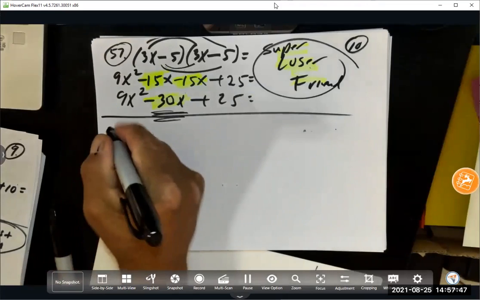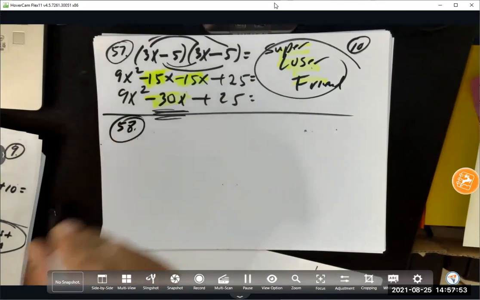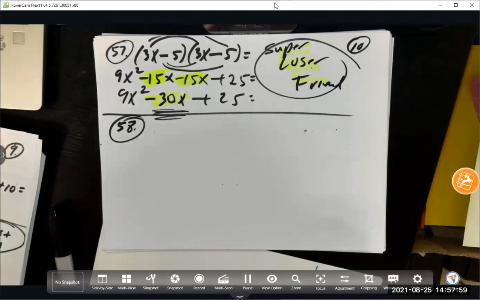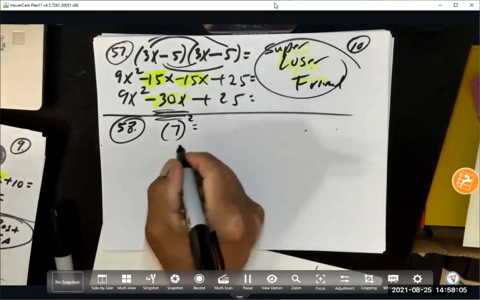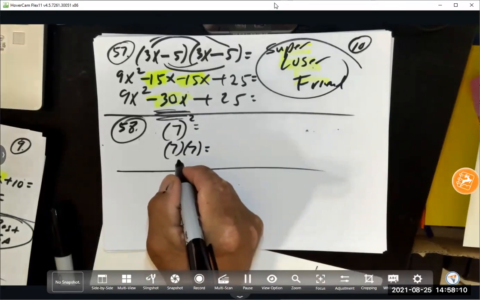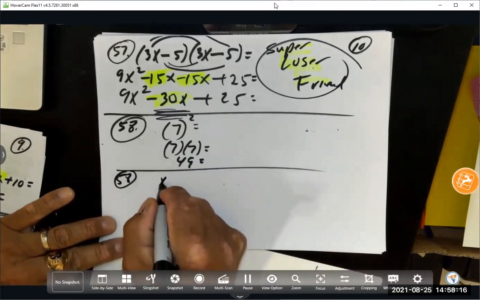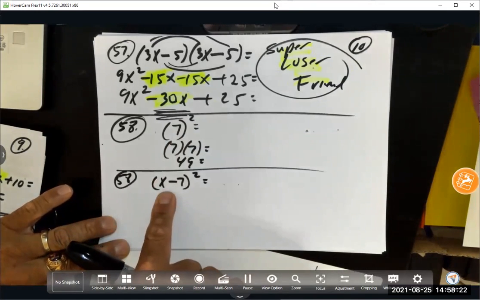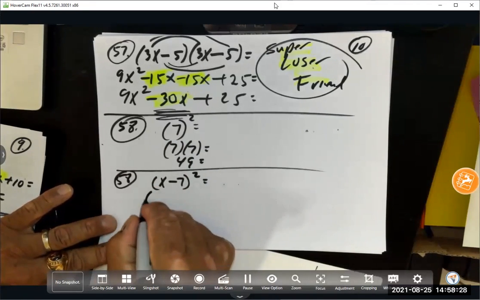All right. Let me go to 58. Can I go to 58 now? Yes. 58 it says, but before I do that one, let me ask you this next question. What is 7 squared? How do you do 7 squared? That means 7 times 7. What do you think that is? 49, right? Okay. So now here's your question. So x minus 7 squared, does that mean I have to do this two times also? Yes. So let me set it up.